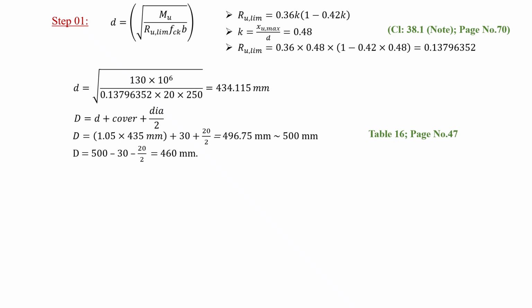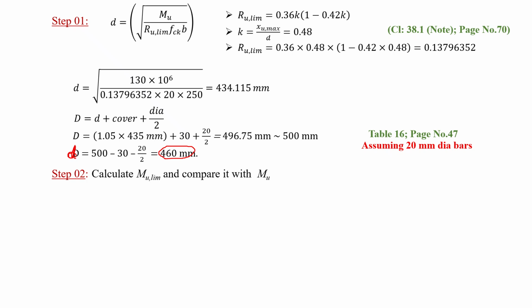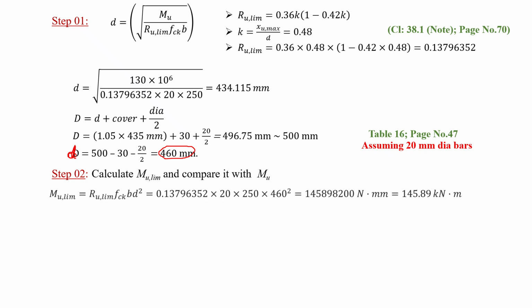Now the effective depth will be nothing but 500 minus, sorry, here the effective depth is small d. So effective depth is nothing but overall depth minus effective cover minus half of the diameter of the bar, which is giving me around 460 mm. So once we got this, now we need to find out what is the limiting moment of resistance and compare it with the given moment. So the limiting moment of resistance formula is the same.